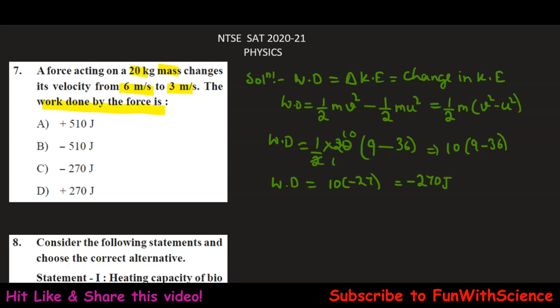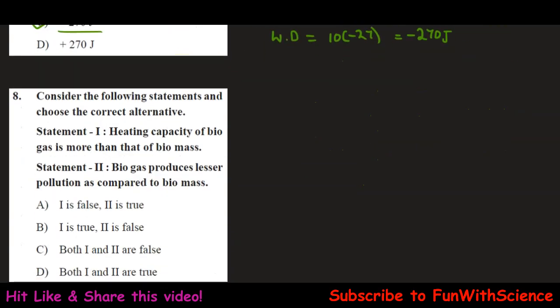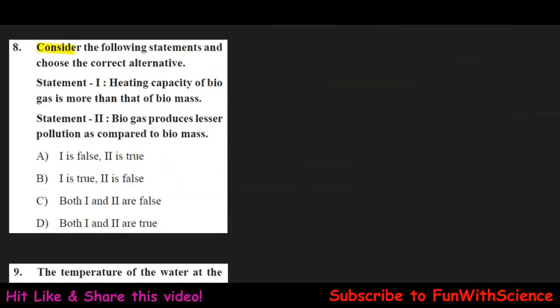So among the given options, option C is going to be the right answer, which is minus 270 joules. Moving on to the next question. Question number 8 says, consider the following statements and choose the correct alternative. Statement 1 is, heating capacity of biogas is more than that of biomass. And statement 2 says, biogas produces lesser pollution as compared to biomass.